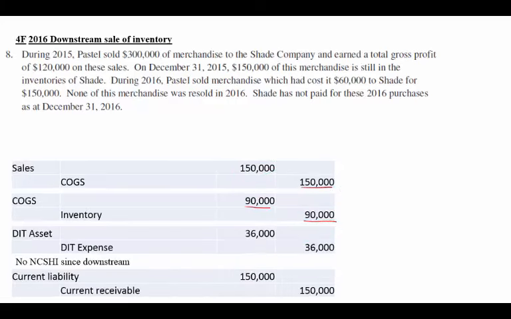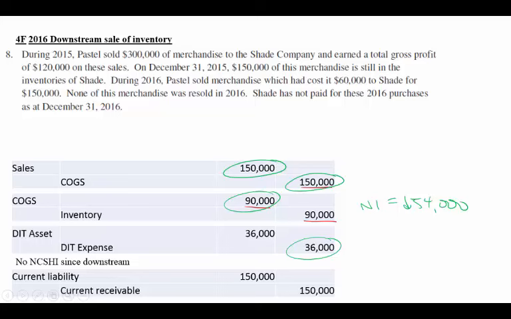For F, we'll start by circling all of our accounts that impact net income. We can see that the impact on net income is a decrease of $54,000. As expected, it's a current year inventory transaction. We're eliminating the profit from the current year. And our impact on ending retained earnings will include all of those, and in this case, nothing else, because there is no NICSHI involved because it's downstream. So the same impact on ending retained earnings.